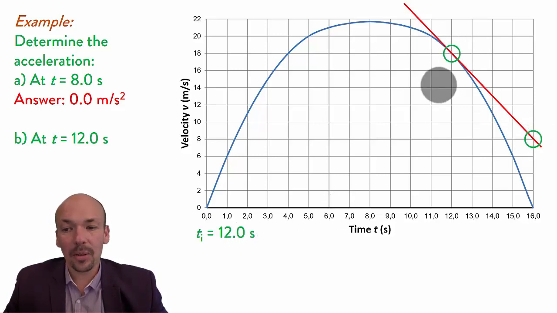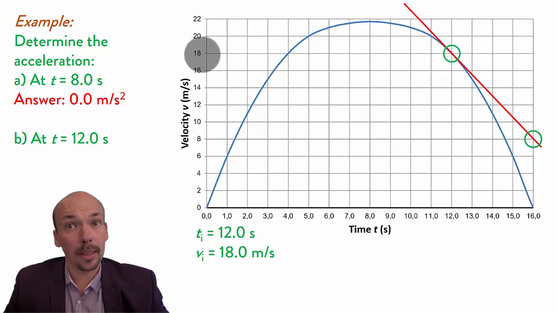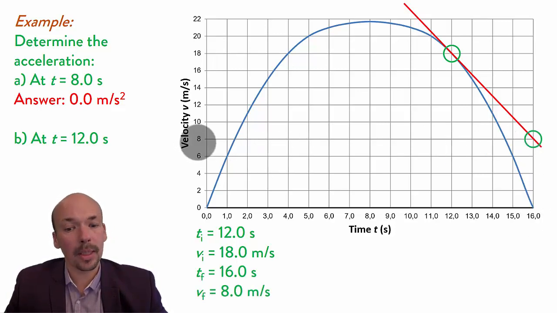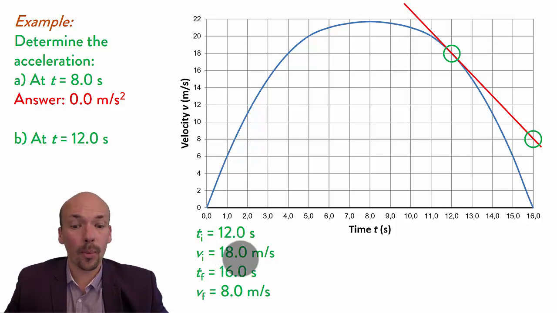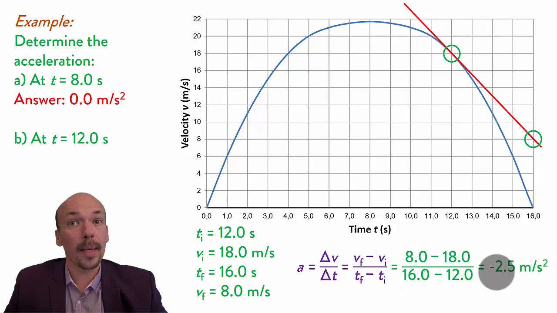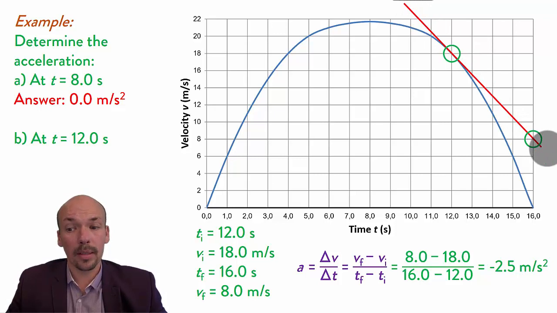So now we have an initial time of 12 seconds and we have an initial velocity here of 18 meters per second. Here we have a final time of 16 seconds and a final velocity of 8 meters per second. And as you can see, the velocity went down, so probably we are talking about a negative acceleration. We will use this equation. We add our information into it and we have an acceleration of minus 2.5 meters per second squared, which is of course logical because the tangent line is going downwards.